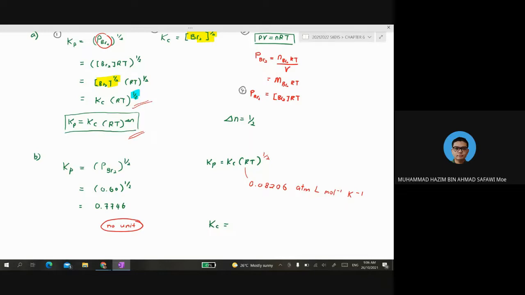0.1566. Yes, very good. 0.1566. Okay, just simple calculations of it over here. So Kp 0.7746, Kc 0.1566. Again, same thing, no unit. Tak payah tulis lah, awak cuma catat untuk alertkan sendiri saja. K tak ada unit.